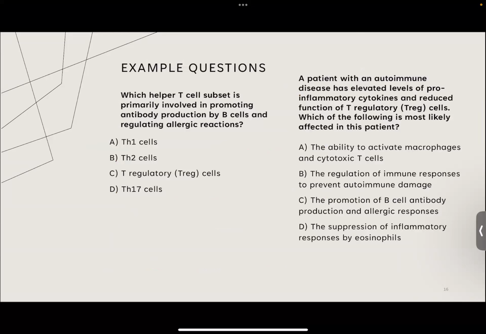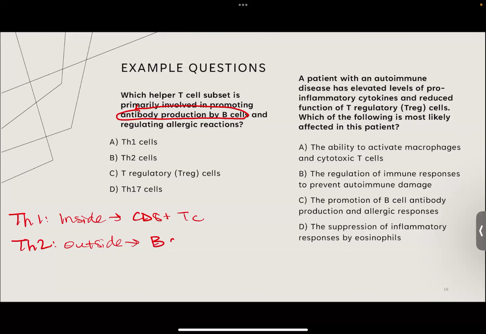Which helper T cell subset is primarily involved in promoting antibody production by B cells? Go back to our thing and I'll write a little note here. Th1 moderates our inside, which will be moderating our CD8 positive cytotoxic T cells. Our Th2 moderates the outside response. So we'll be controlling activation and antibody production of B cells. So this will be Th2.